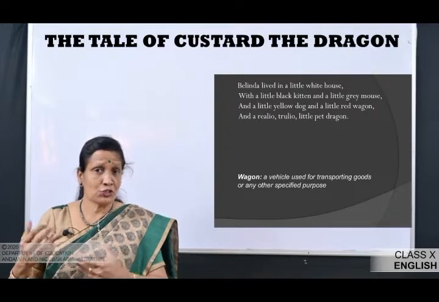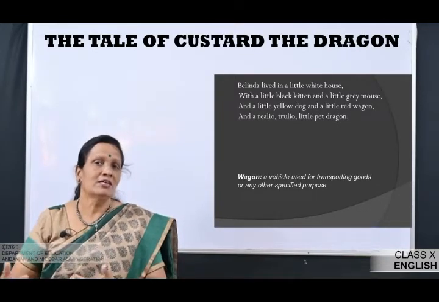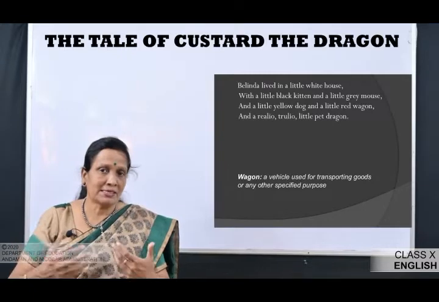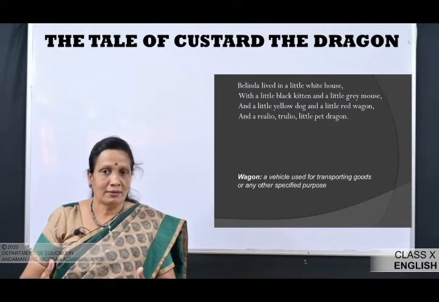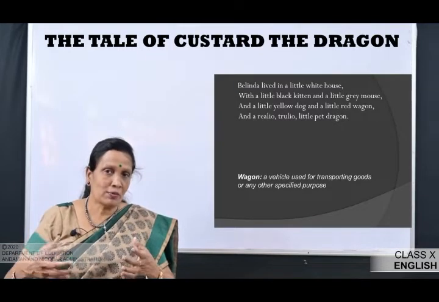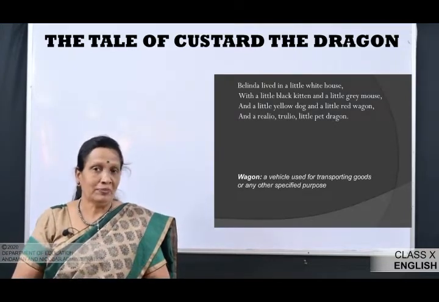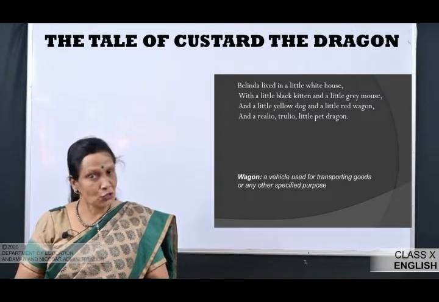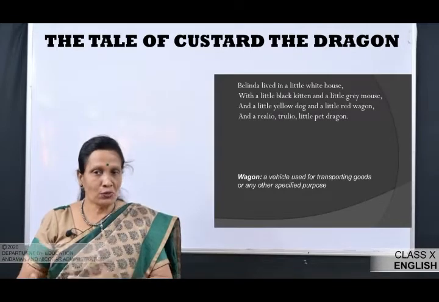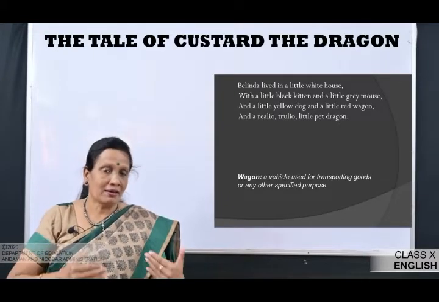Now children, this realio and trulio might sound strange for you. So realio and trulio means real and true. Because as we had discussed in the beginning, a dragon being a pet is something very strange for us. So it might surprise you, and you might even wonder how a dragon can become a pet. So that's why, in order to make the readers believe that yes, she had a little pet dragon, the poet has used realio and trulio. It also gives a musical effect to the poem. That means the dragon was real and true. She really had a pet dragon.